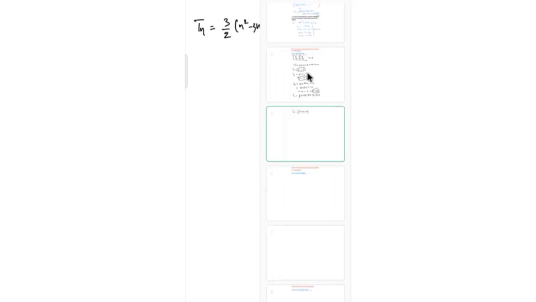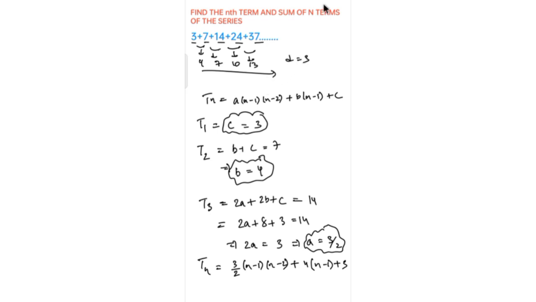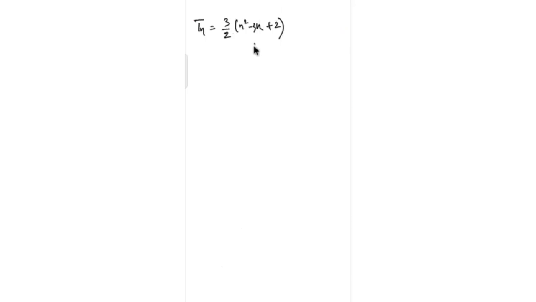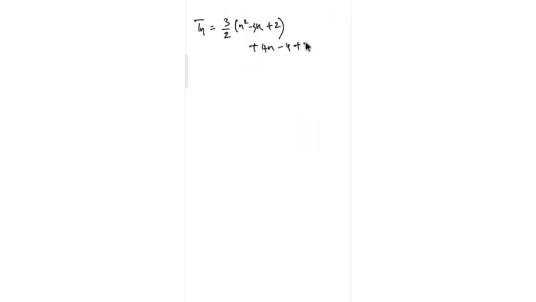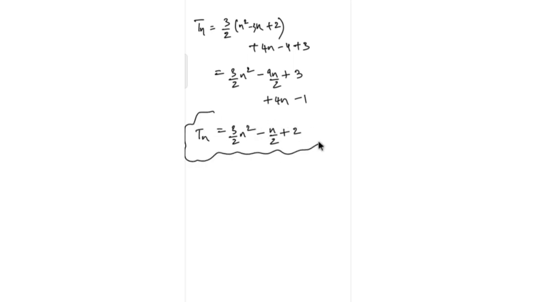Alright, so n minus 1 into n minus 2, and plus 4 of n minus 1, so plus 4n minus 4, and plus 3. So you get 3 by 2 n square minus 9n by 2 plus 3, and plus 4n minus 1, so you get 3 by 2 n square minus n by 2 plus 2. So this is what you want to get. So this is your Tn. So this is the answer of the nth term.